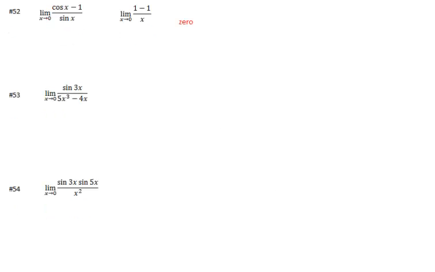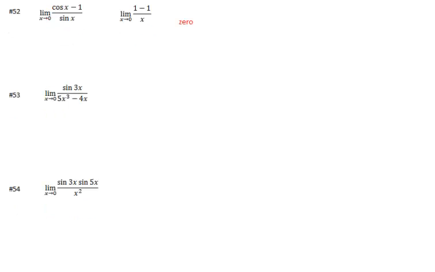So for the first one, we've got cosine x minus 1, but near 0 we know cosine is like 1. And at the bottom we know that near 0 sine x is like x. So this is like 1 minus 1 over x, which we've seen before. That should be a 0.